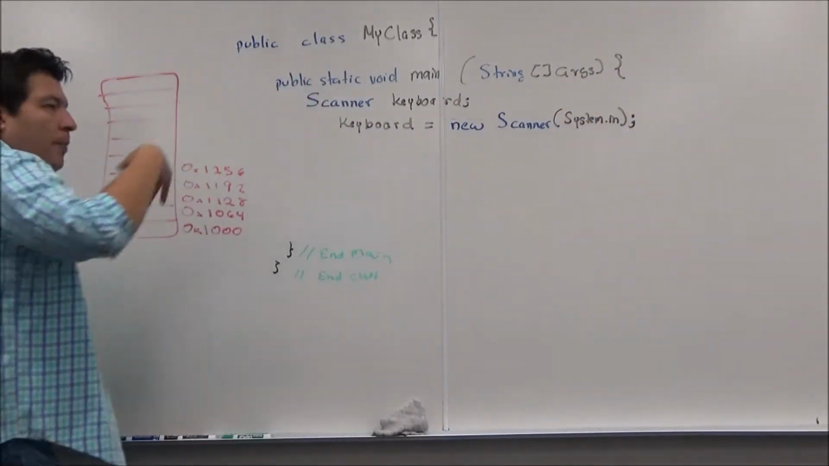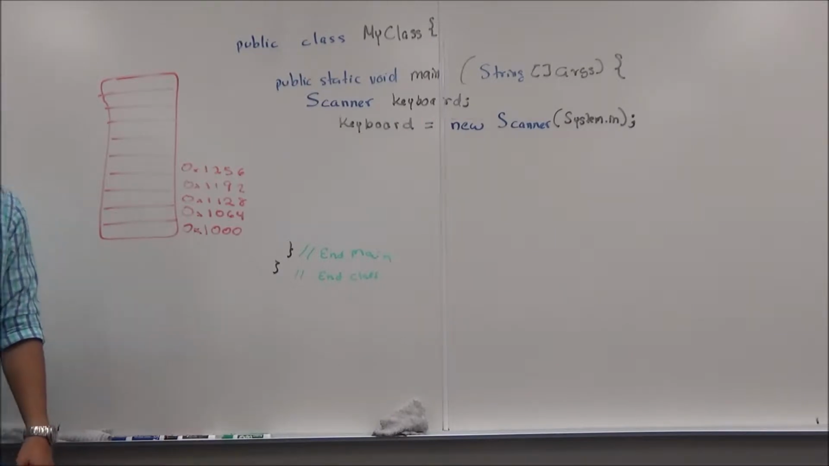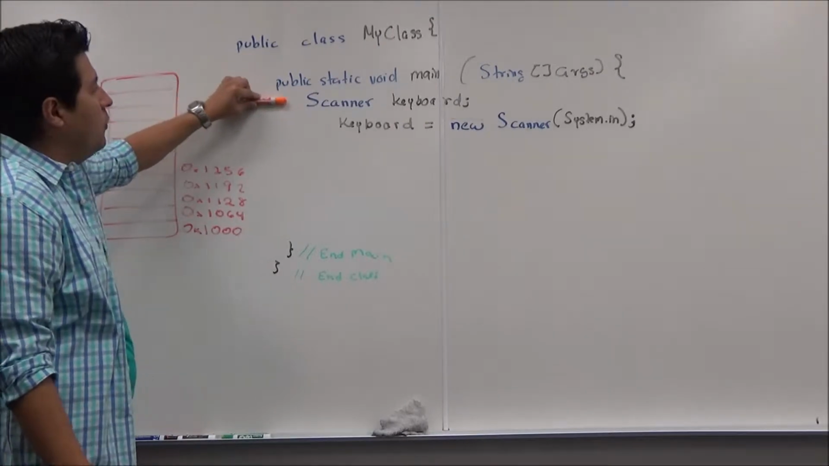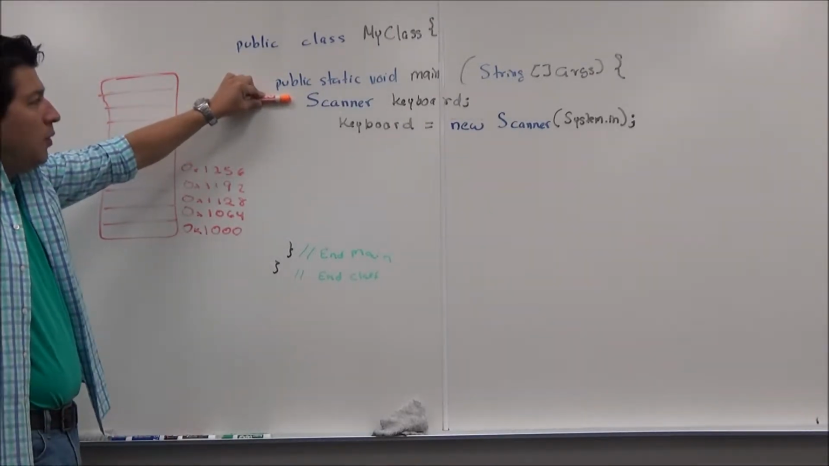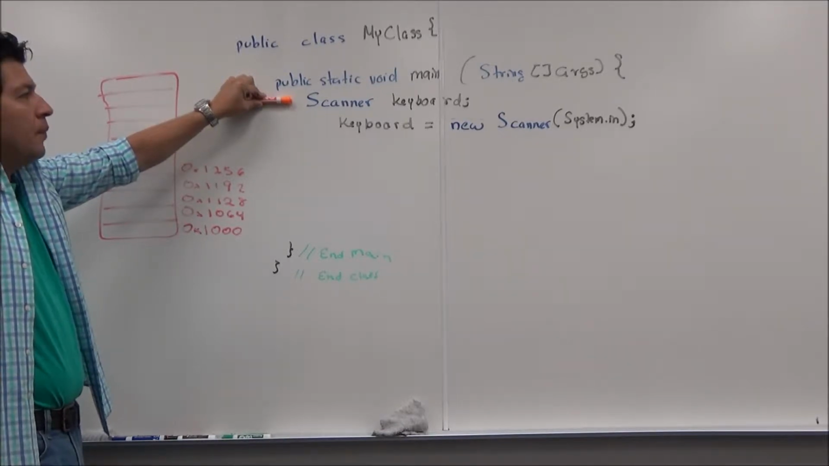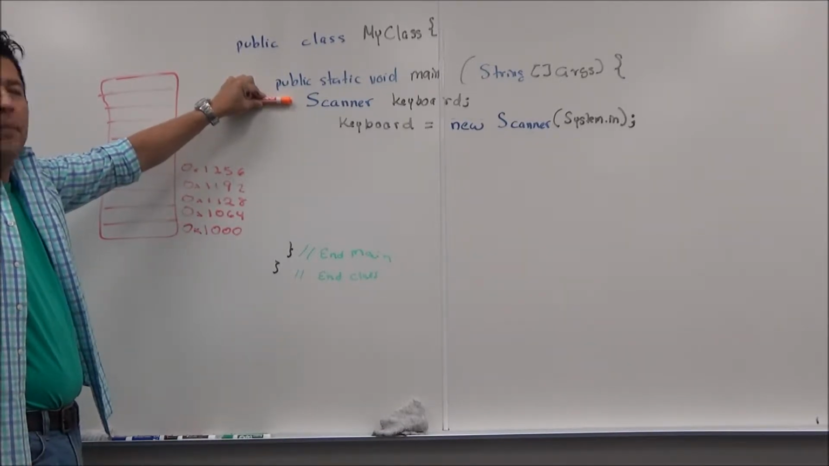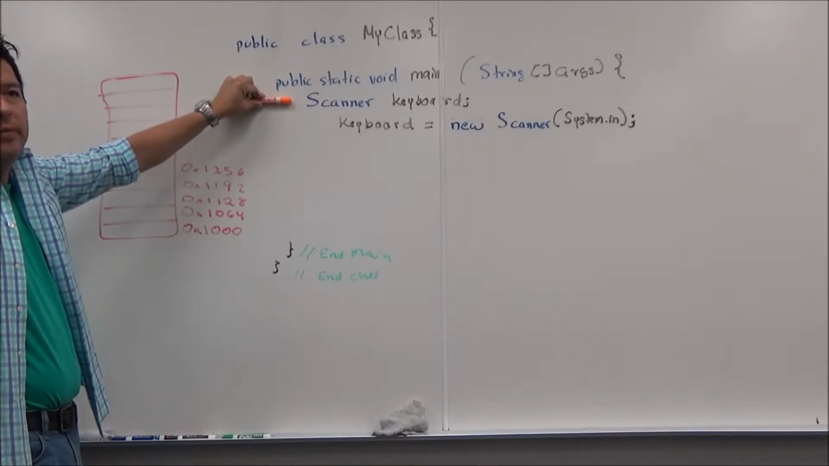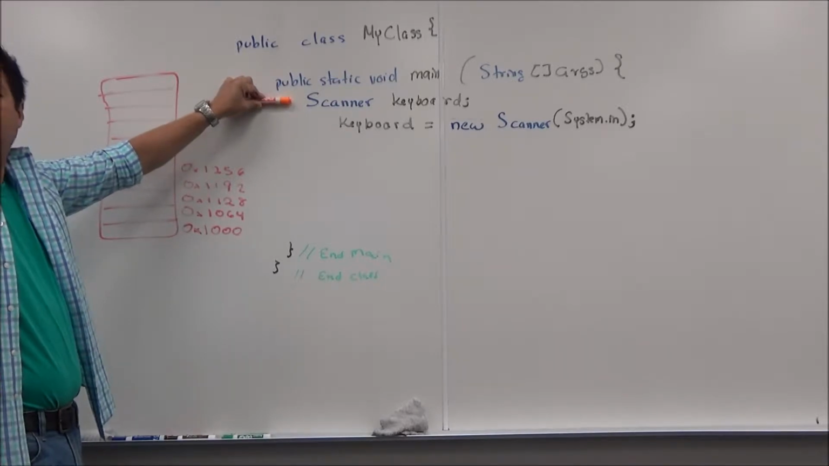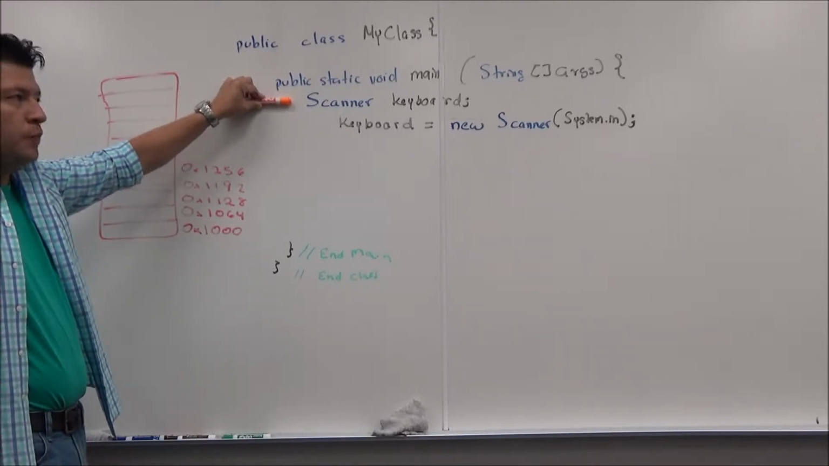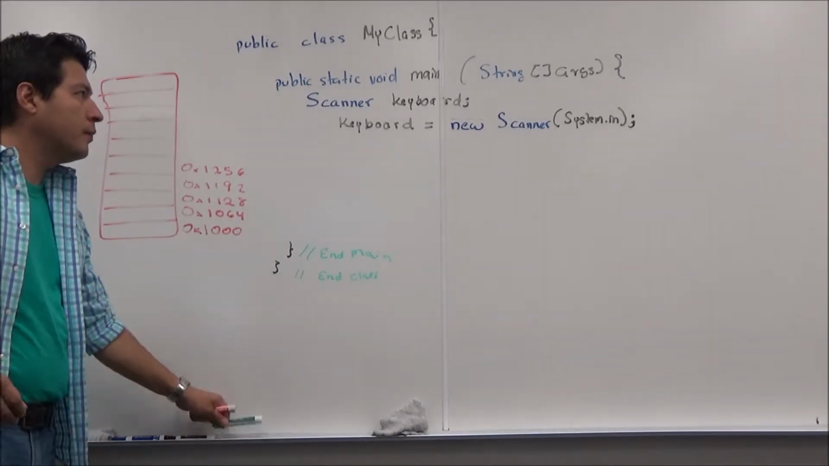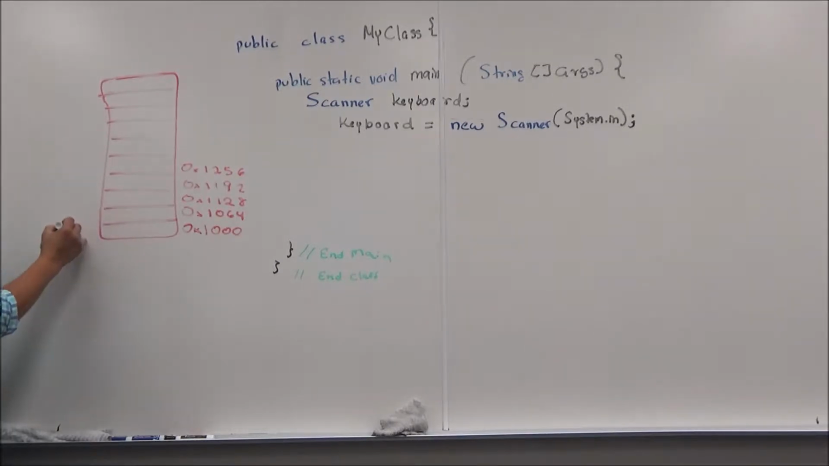The computer reads top to bottom, right? And then right to left from the equal sign. So the computer goes to this line of code that says declare object type Scanner, and we're going to call that keyboard. So the computer knows it needs to allocate 64 bits. Right? So it's going to say, okay, Scanner keyboard is going to be here.